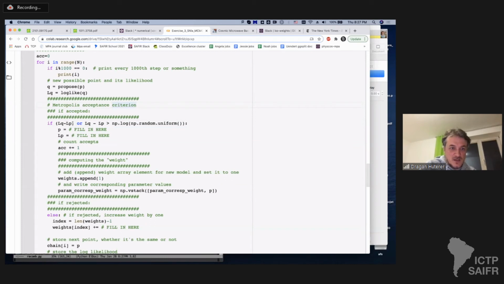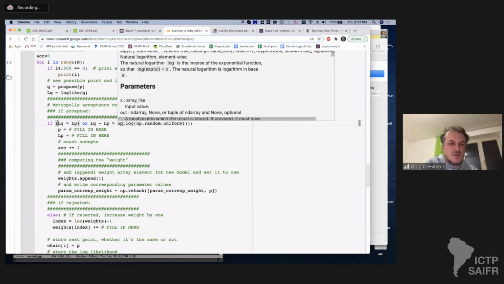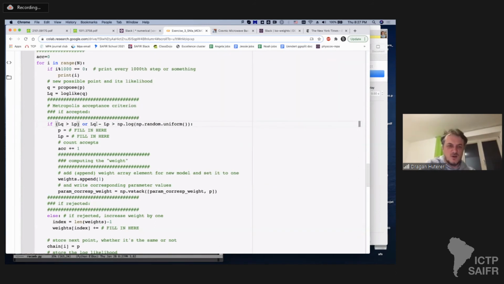Either if LQ is greater than LP, actually it turns out you don't need parentheses here, but it doesn't matter. Either if the new likelihood is greater than the old, the current likelihood, I'll definitely move. If it's not, then I want it to be a number smaller than 1, but this is also a number smaller. This is a bit weird in the log, okay? You have to take a look at what the log does. So this is the right stepping condition.